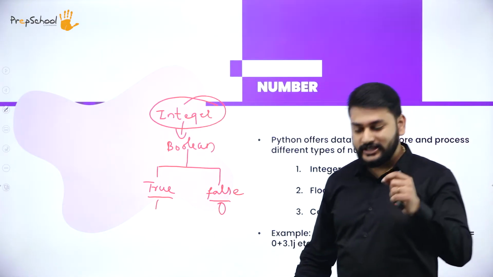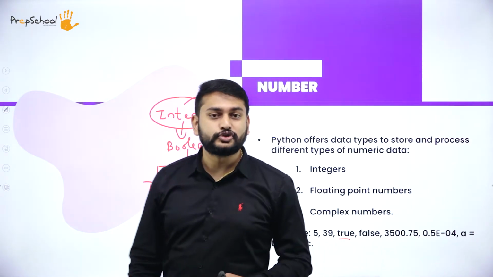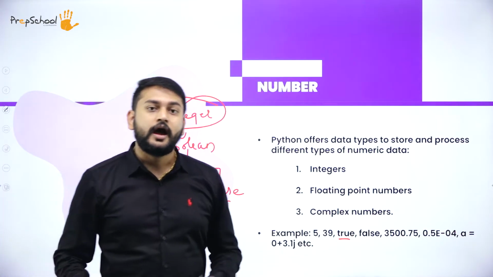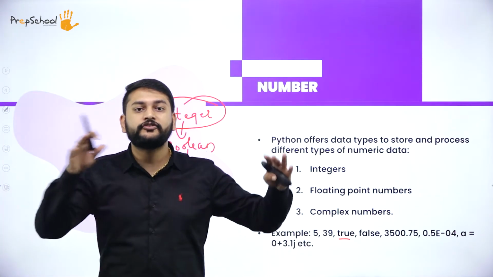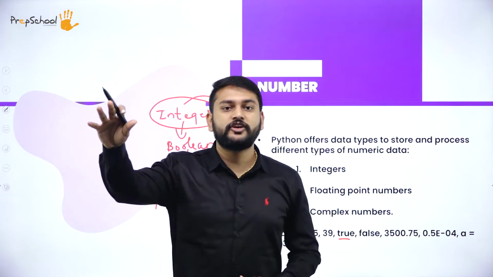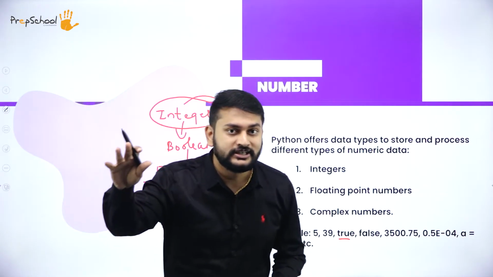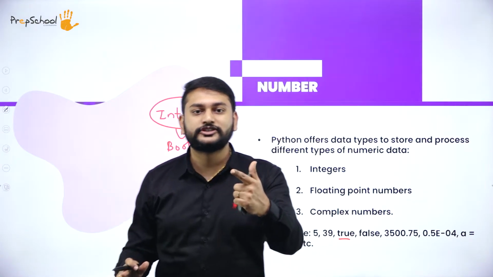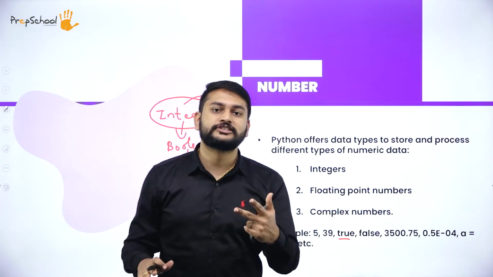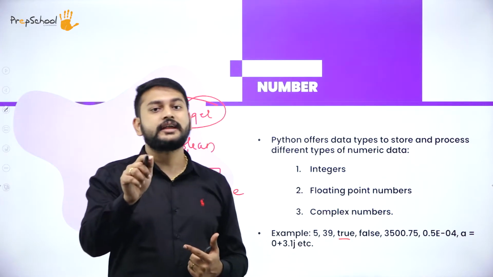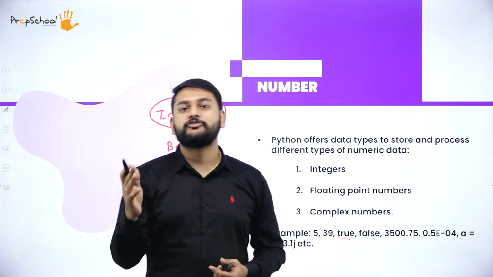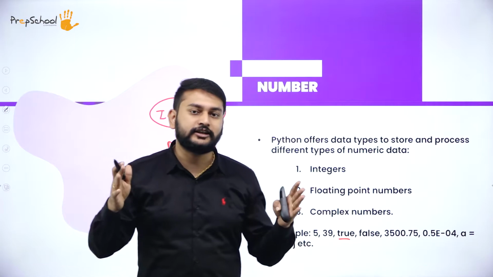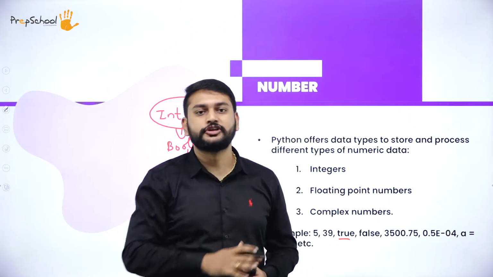I will just give you a quick recap. We have data types, and in this we have 5 different data types. The first one that we are discussing is numbers. Under the category of numbers, the first one is integer, the second one is floating point number, the third one is complex number. Under the category of integer, we have Boolean. This is the first set of numbers that you should remember.